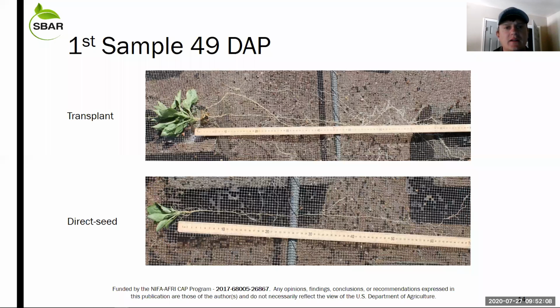We found that the root mass or the above ground biomass can be a little bit different statistically at the beginning, but after a couple months they catch up and then pretty much grow at the same rate for the duration of the experiment. Next slide.